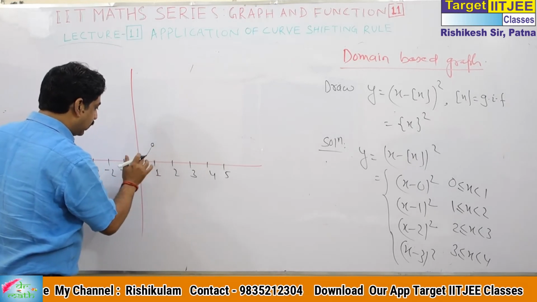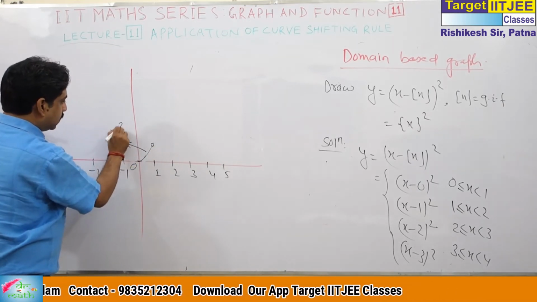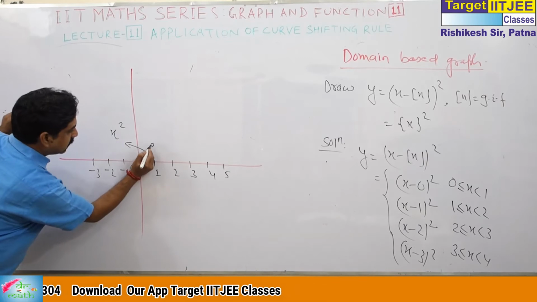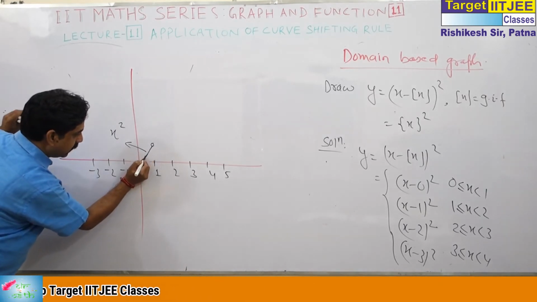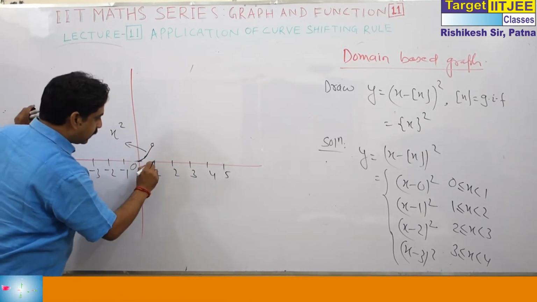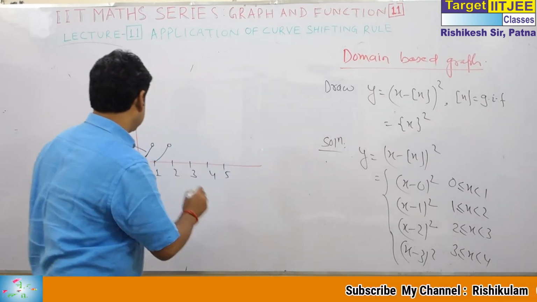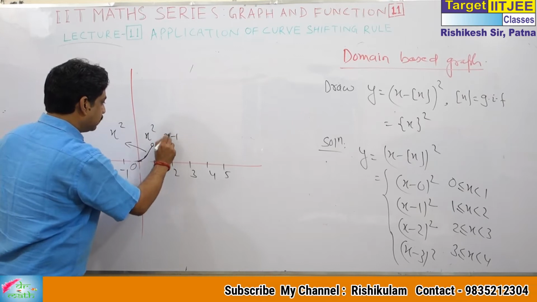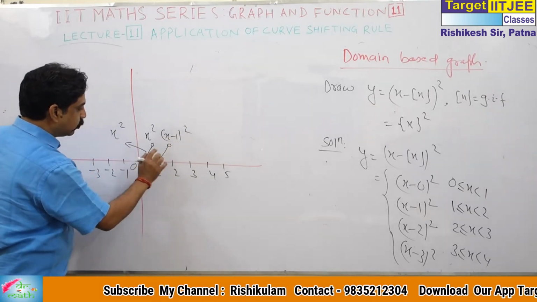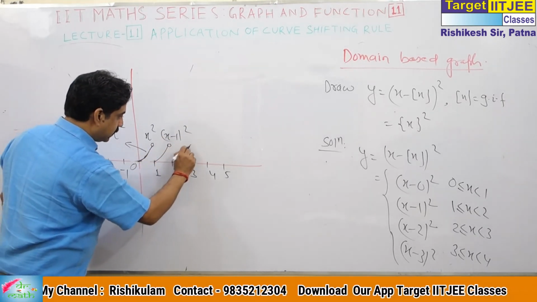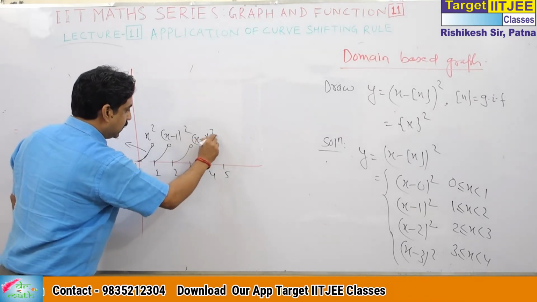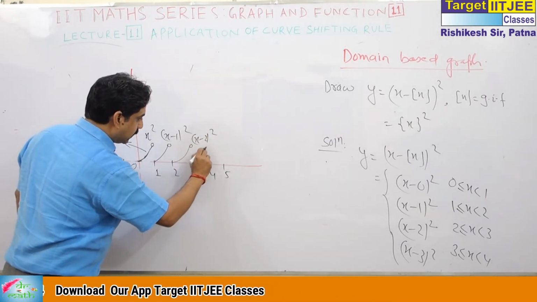This is the graph of x² in [0, 1). Now, we have to make curve shifting. Shift 1 unit. This is x², and this is (x - 1)². Now, shift this 2 units. This is (x - 2)². Now, shift this 3 units. This is what?